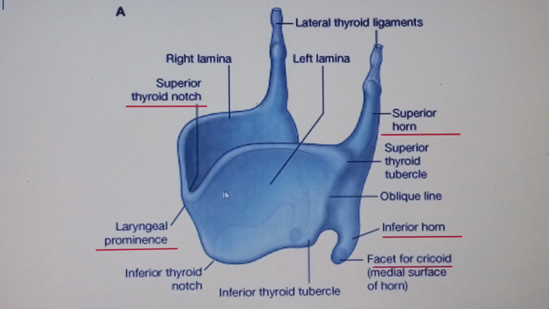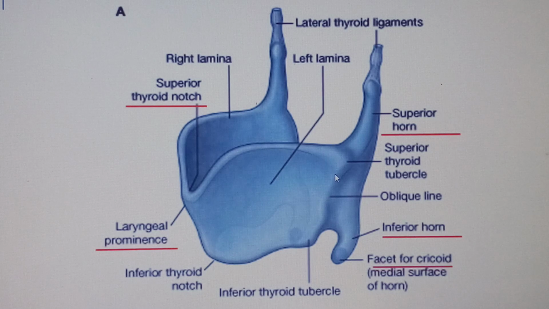Now, the next thing I want you to know is that on the posterolateral aspect of the laminae we have some tubercles. We have one tubercle at the superior aspect, which we call the superior thyroid tubercle, and an inferior tubercle at the inferomedial aspect, which we call the inferior thyroid tubercle. My friends, these two tubercles are connected by an oblique line joining them, so that is the oblique line.